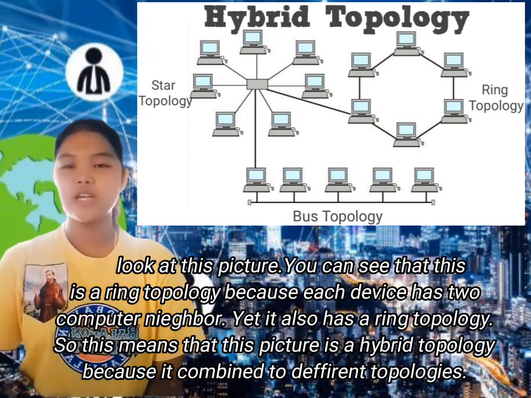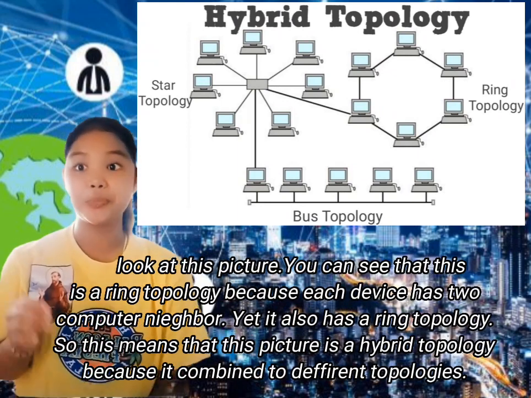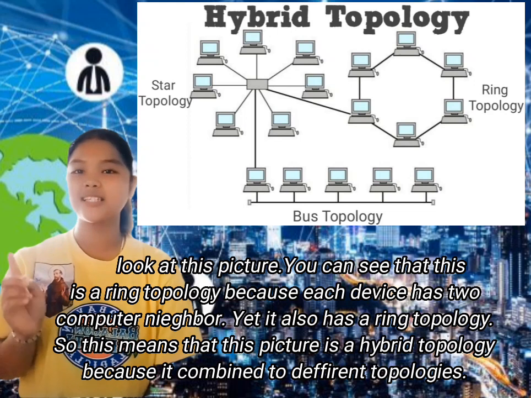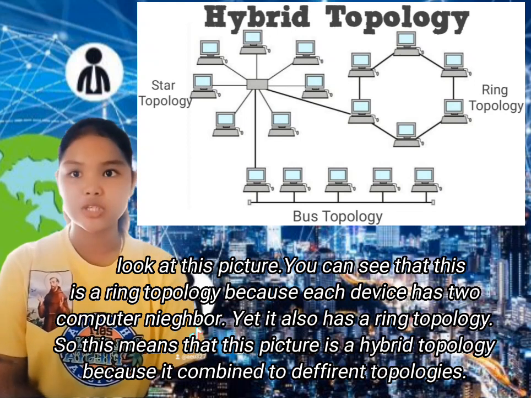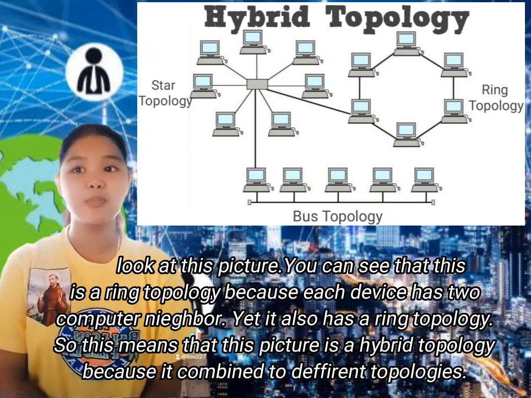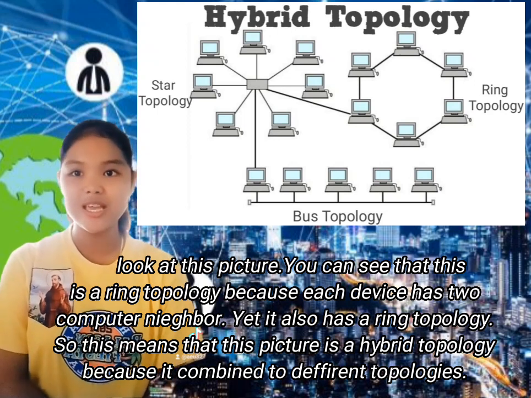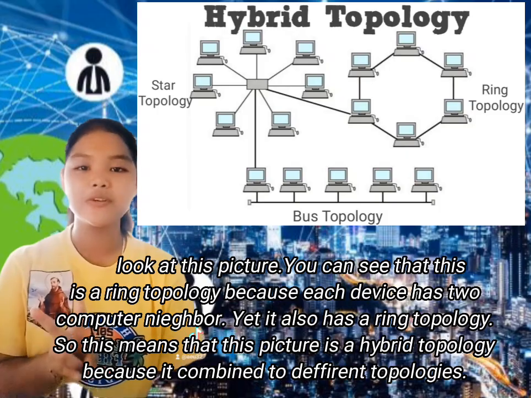Look at this picture. You can see that this is a ring topology because each device has two neighboring devices. Yet, it also has a star topology. So this means that this picture is a hybrid topology because it combined two different topologies.